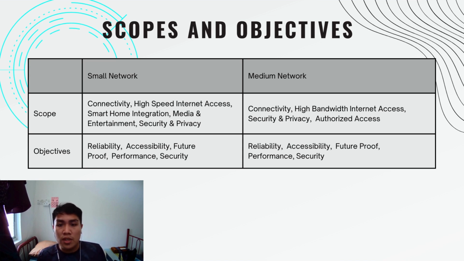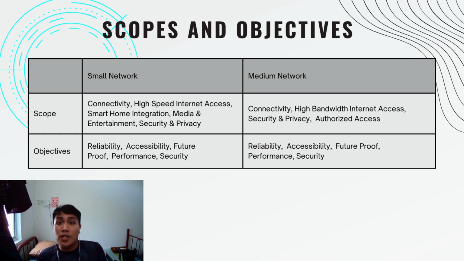Meanwhile, for media network, some of them are the same. There's connectivity to the internet, high bandwidth internet access, not just high speed but high bandwidth, to allow more users or more devices to connect at one single time. Security and privacy, and then authorized access. What this means is that media network in our project is only for students to use in their student computer lab. So let's say you are a visitor to the university, you're not allowed to use the network, in order to efficiently use resources only for the students or for the staff, not for outsiders.